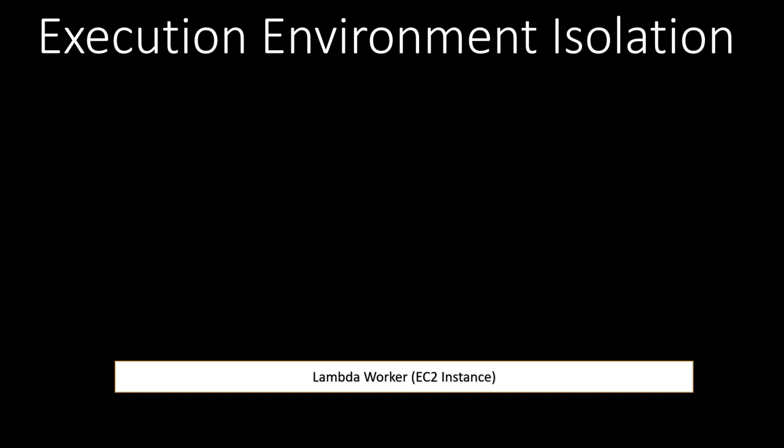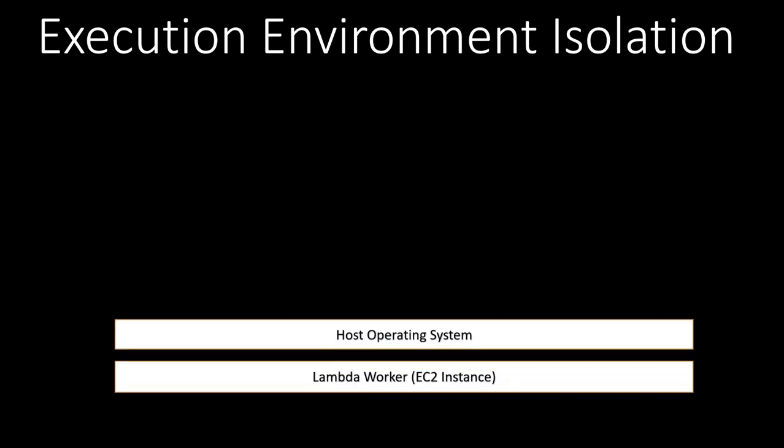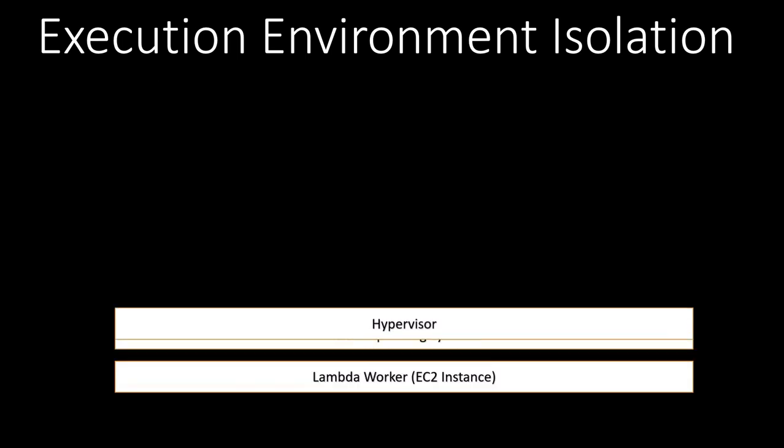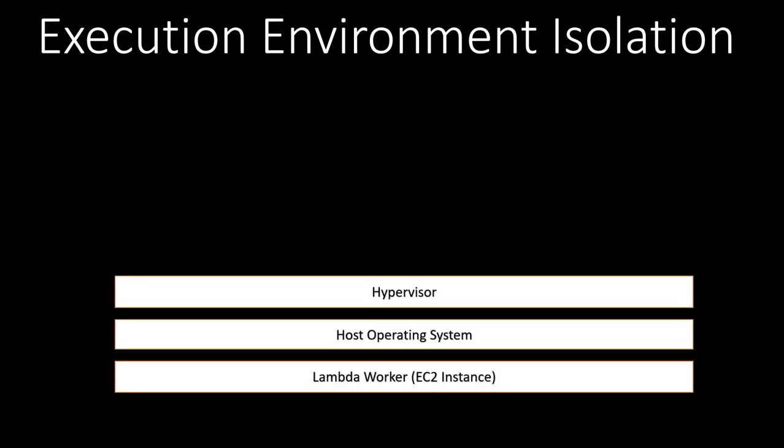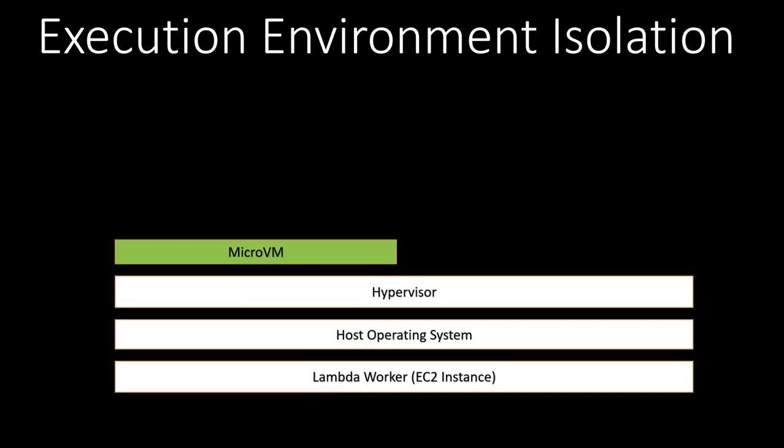At the bottom level, we have the Lambda worker, which is an EC2 instance. And in the EC2 instance, we have the host operating system. Then above the host operating system, there is a hypervisor. And we have this micro VM. And this micro VM is separate for each AWS account, and above the micro VM, the execution environment is created which actually runs the Lambda function.